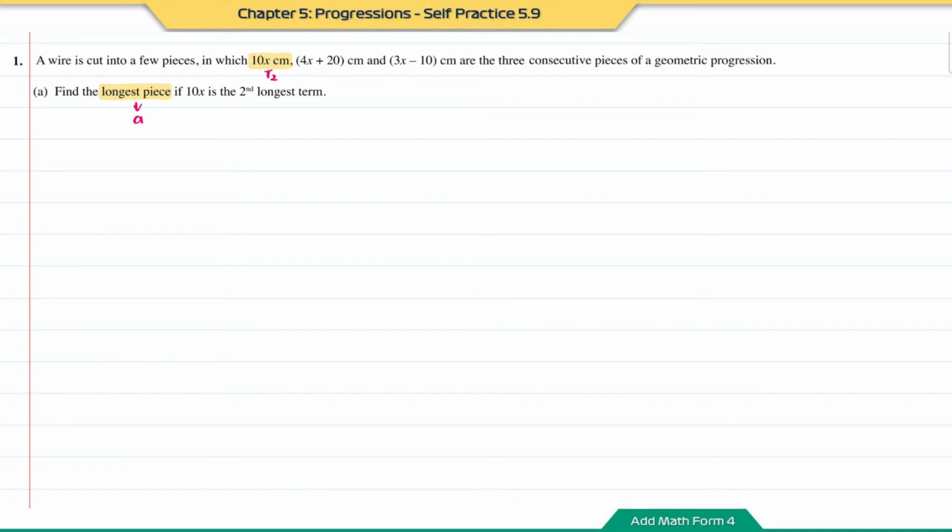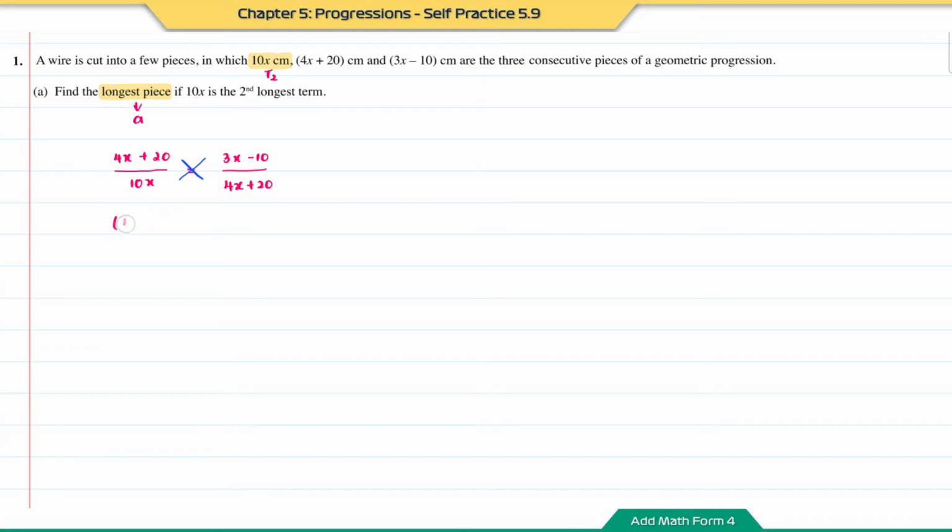Using that information to find the x, I can use 4x plus 20 when I divide it with the previous term, which is 10x. The ratio here will be the same as you are using 3x minus 10 divided with the previous term, which is the 4x plus 20. So next, we are going to cross multiply this.